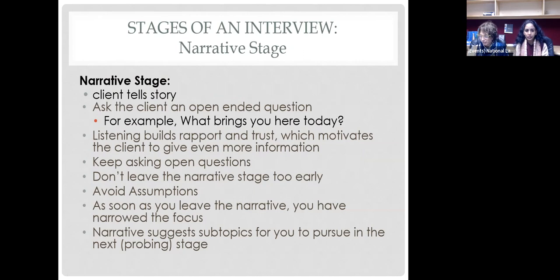As we just heard, there are different stages for an interview, and we just heard about the opening stage. The next stage which follows the opening stage is the narrative stage. This is the stage which comes after the opening stage, when you have made your client comfortable through your body language, your demeanor, your conduct, and the surroundings of your office. And you have created a rapport with the client with your opening conversation.